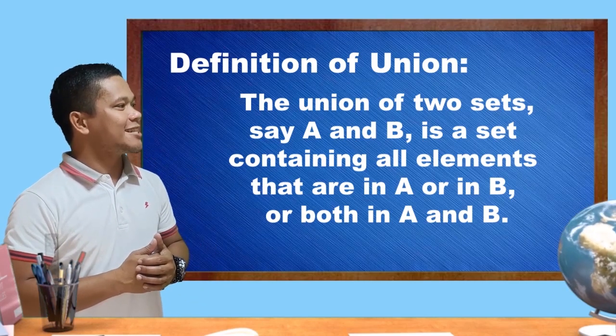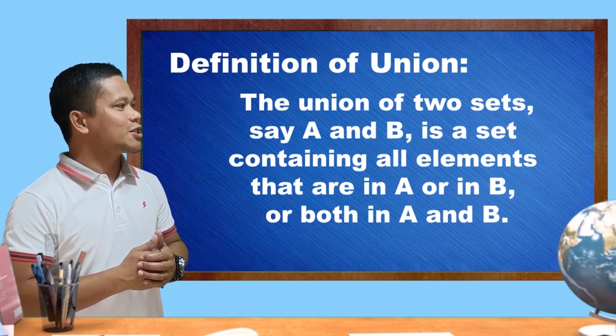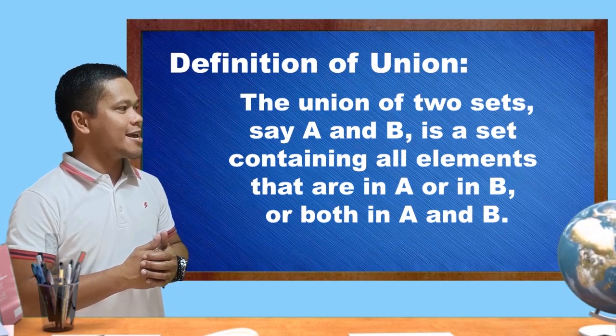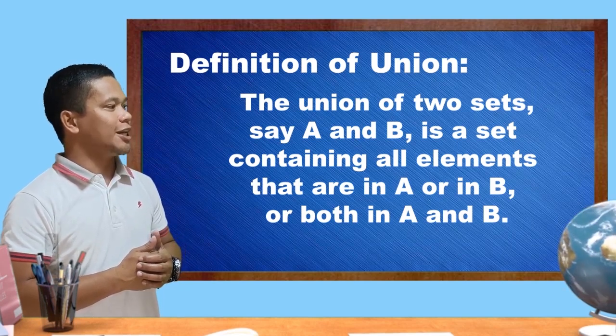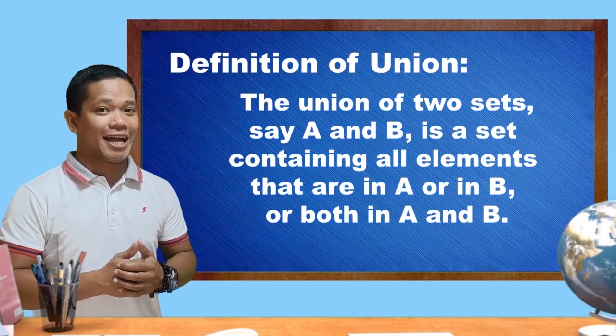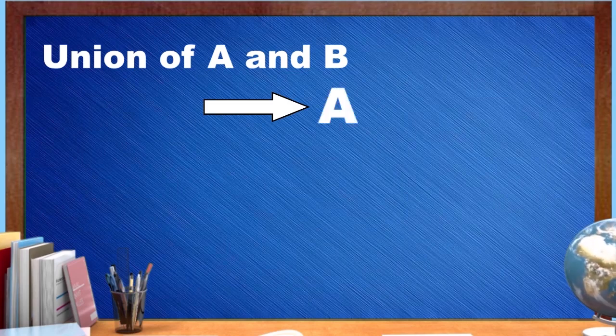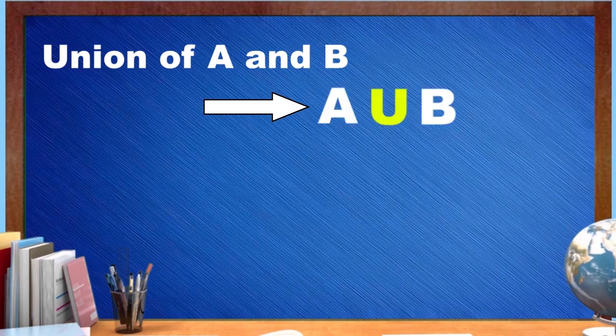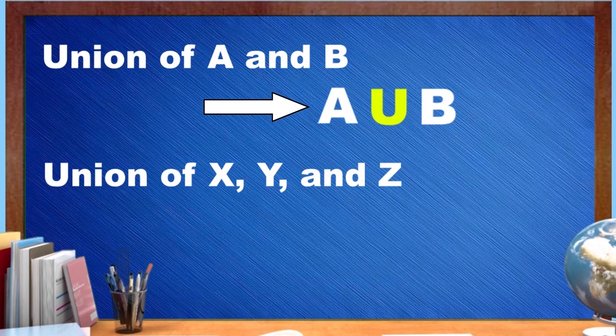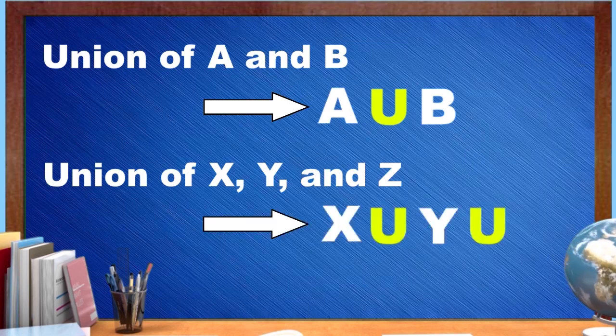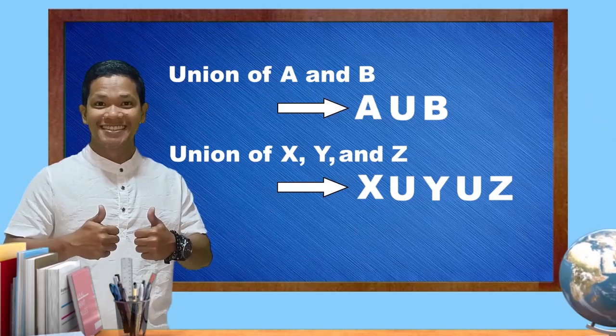But for today, I will discuss about the union of sets, and here is the definition. The union of two sets, A and B, is a set containing all elements that are in A or in B, or both in A and B, and it is represented by this symbol. Union of A and B, it is written as A union B, and the union of X, Y, and Z is written as X union Y union Z. Easy lang, di ba?